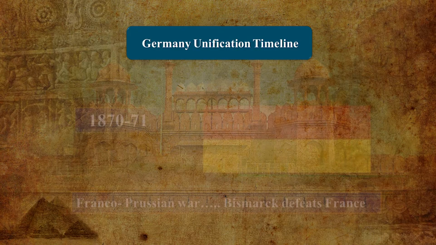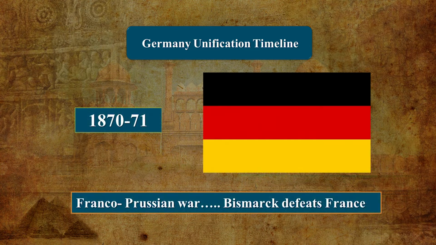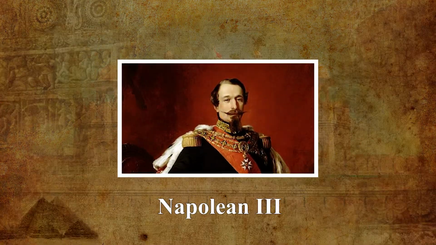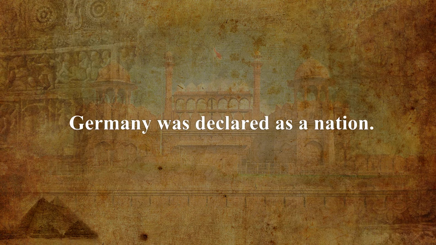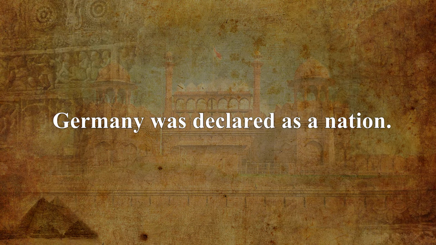We will see how Bismarck was able to use his blood and iron policy also. Finally, in 1871, Bismarck defeats France. Again, he was able to isolate France. He was able to instigate Napoleon III into taking the first step towards the war. By 1871, Germany was declared a nation, and Bismarck became the first chancellor. So, through this timeline, you can understand the process of unification.